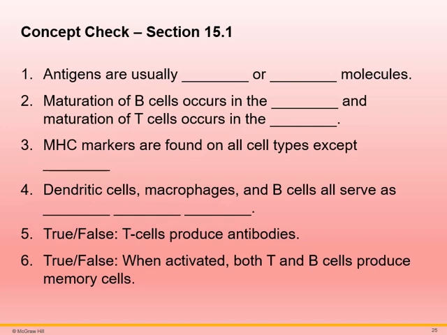And question 5, true or false, T cells produce antibodies. And question 6, true or false, when activated, both B and T cells produce memory cells. And we'll start with the answers in the next section, the next video.